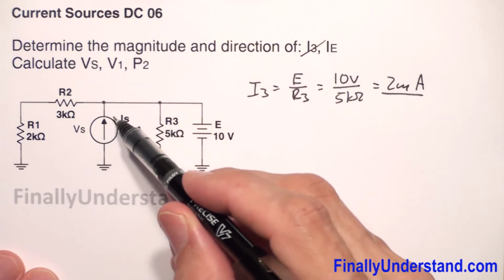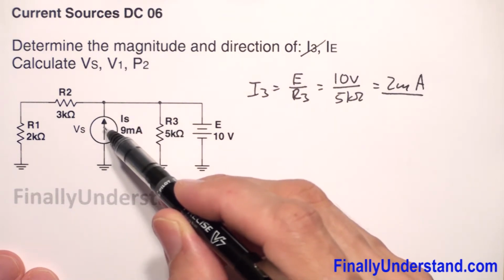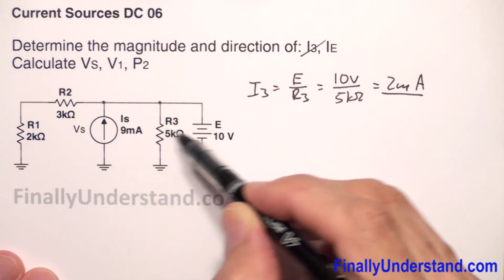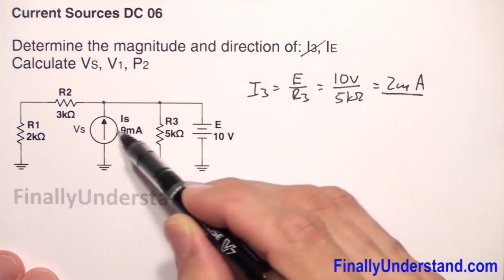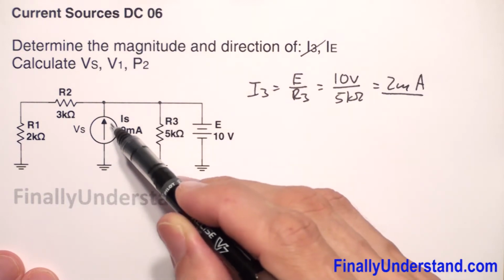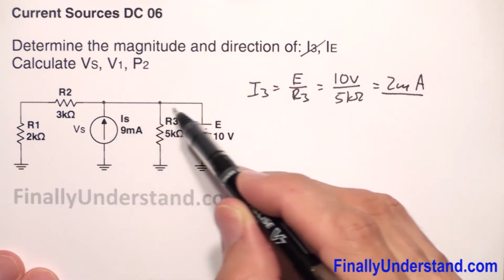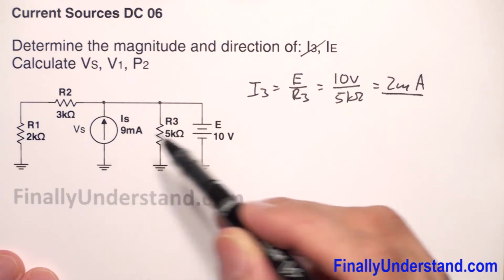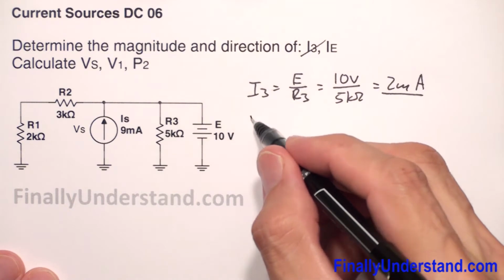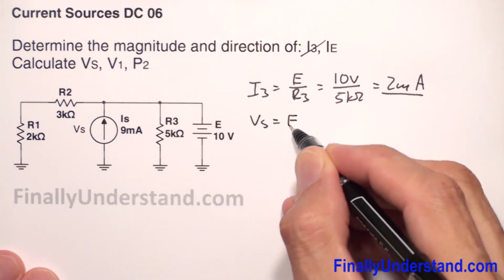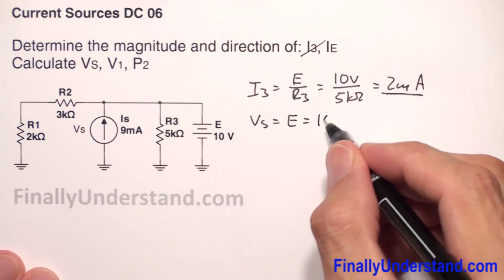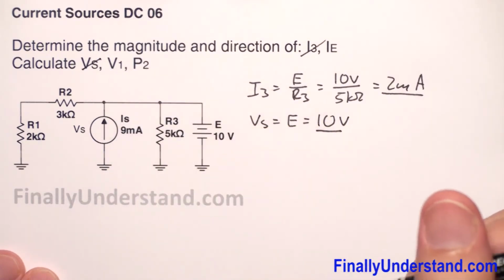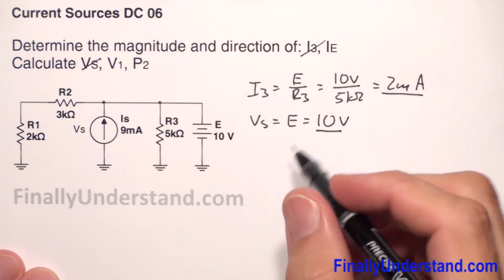Why? Because my current source is connected in parallel with my voltage source. So the voltage is going to be the same, because this is the same point, and this is the same point, so they are connected in parallel. That's why I'm going to write that Vs is equal E, and this is equal 10 volts. Okay, we found this. Next, we can find also V1.